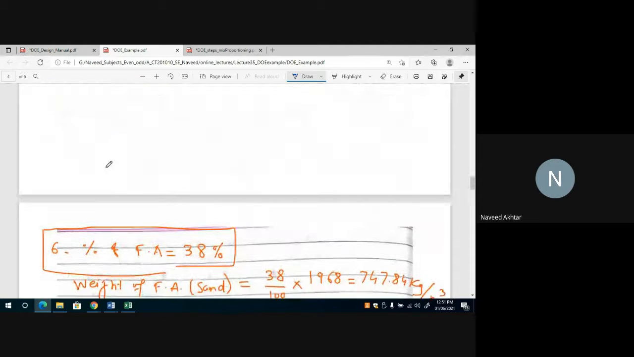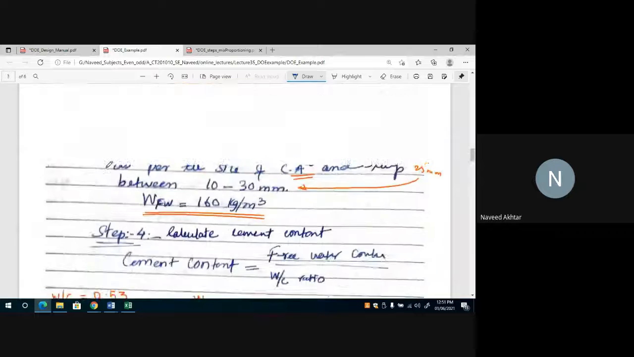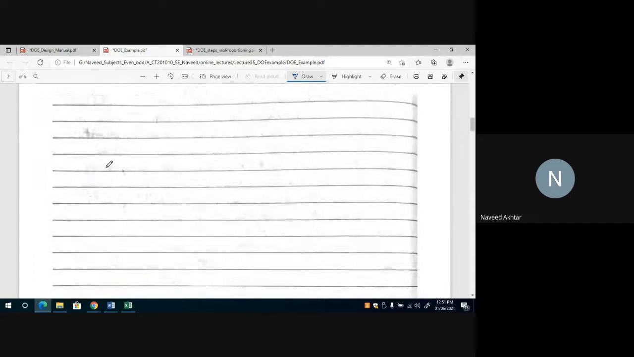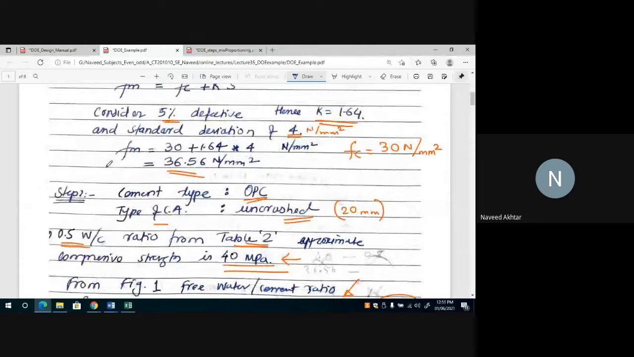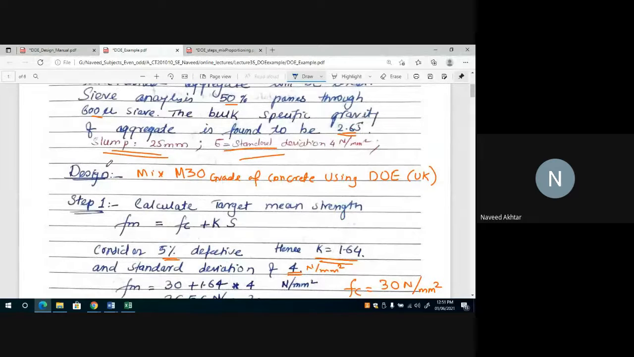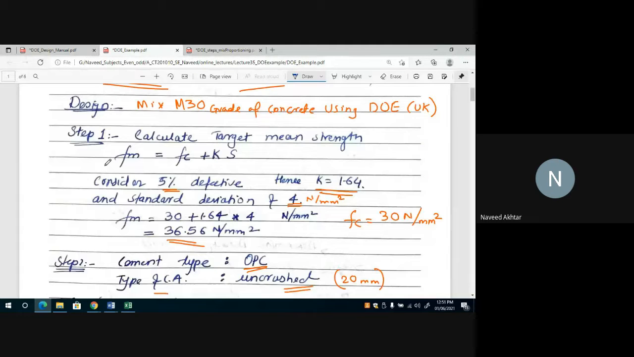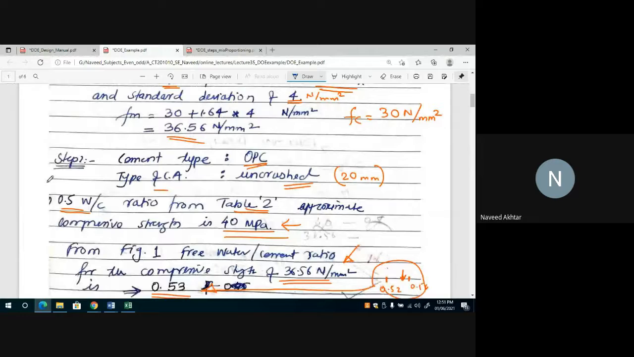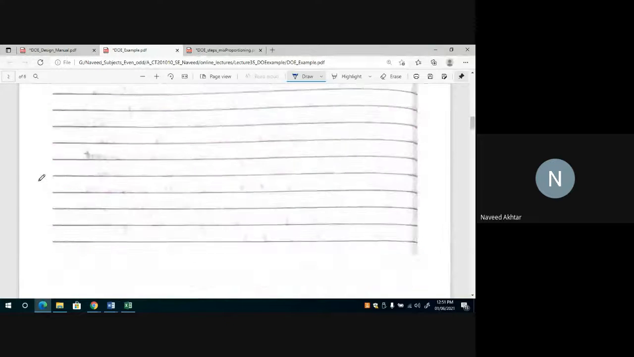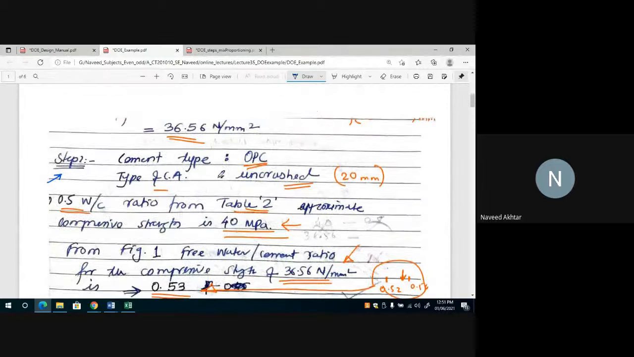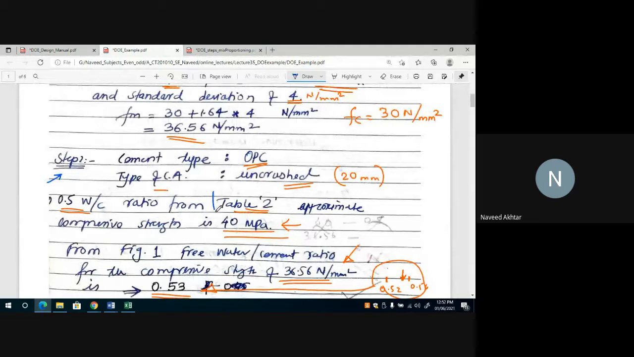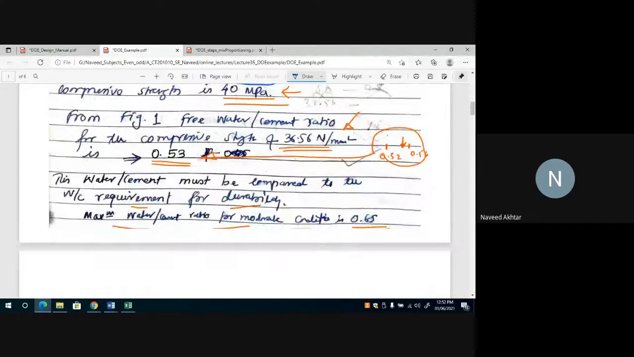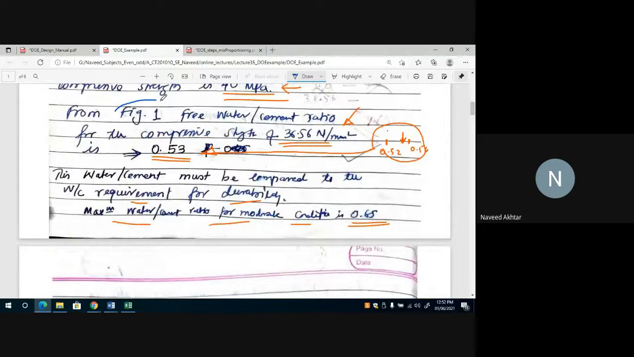So I think you understand these steps. All the steps are clearly shown to you. Step number 1 is to find out the target mean strength. Step number 2 is to find out the water to cement ratio based on table number 2 and figure number 1.